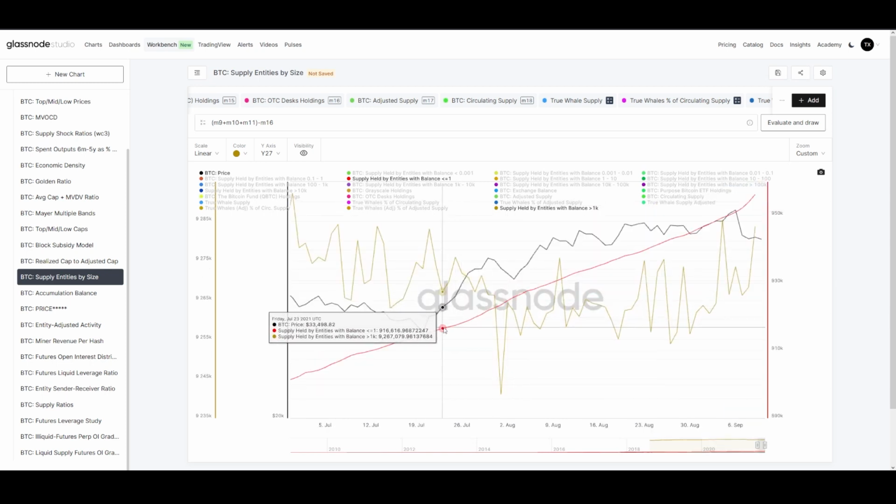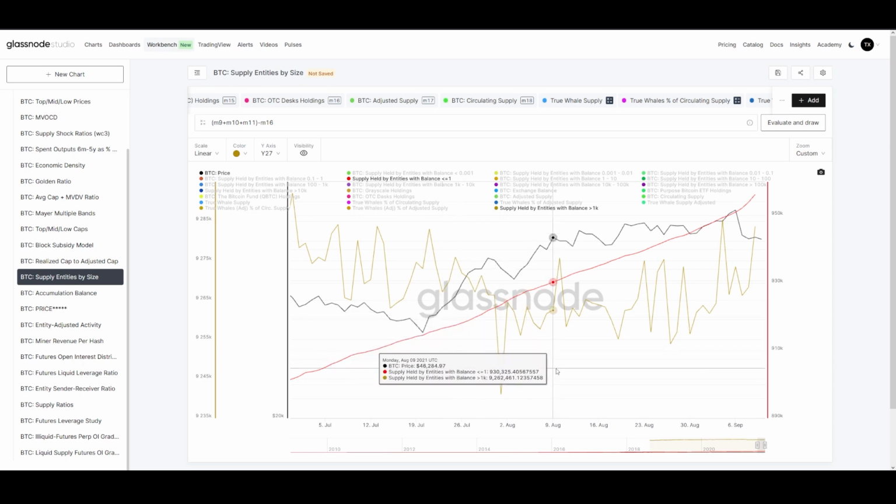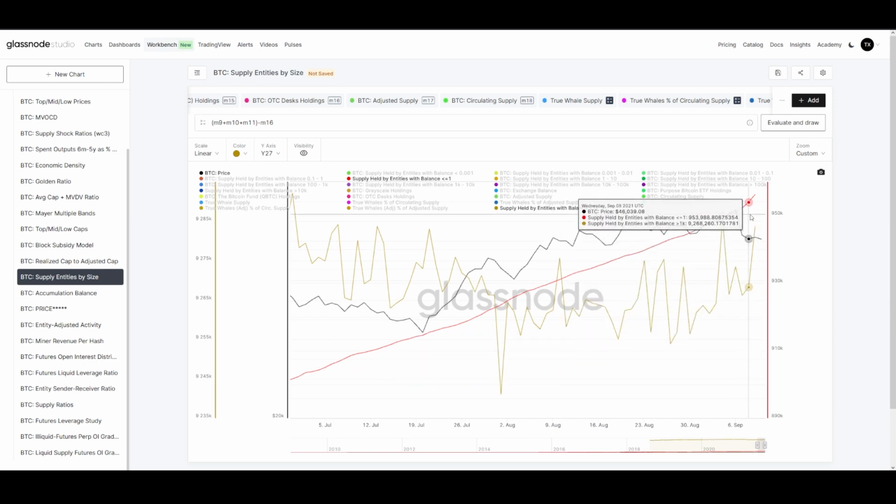Again, the red line are the entities that only have one Bitcoin or less. The gold line are entities that have at least 1,000 Bitcoin. And what do you notice in the pattern of both of these? An uptrend. Uptrend. Uptrend. For those of you who've been following along with my videos, what does that mean when we see these two supply lines going up, especially when you see it at a moment of weakness in the price? That is smart money buying the dip.